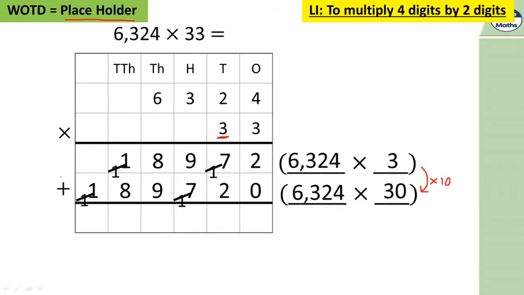And now what do we need to do? We need to add, so we can add all these digits. So 2 add 0 is 2, 70 add 20 is 90, 900 add 700 is 1,600, 9,000 add 8,000 is 17,000, add 1,000 is 18,000, 10,000 add 80,000, add 10,000 is 100,000. 100,000 add 100,000 is 200,000. So the answer is 208,692.